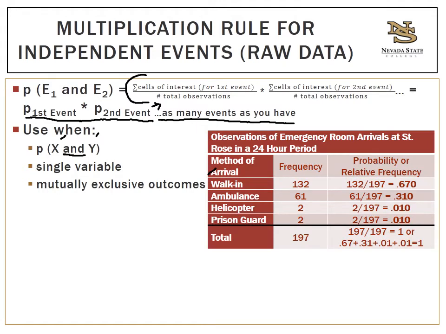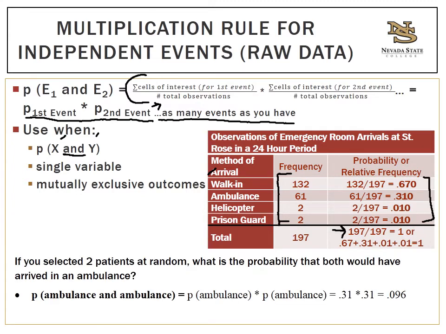So let's take a look at this table again. We've got the method of arrival. We've got our frequencies right here. So this would be like the sums of the cells of interest, depending on what we're looking at. And then we've got our probabilities right here based on those frequencies and the fact that there's 197 total arrivals. So if you were asked, if you select 2 patients at random, what's the probability that both would have arrived in an ambulance? So our first event is arriving in an ambulance, and our second event is arriving in an ambulance.